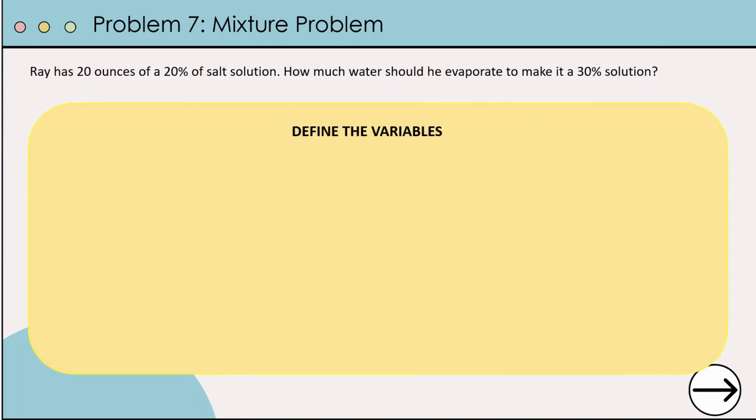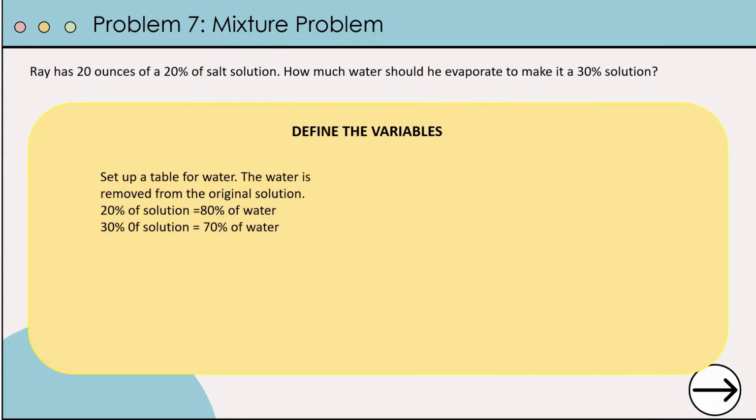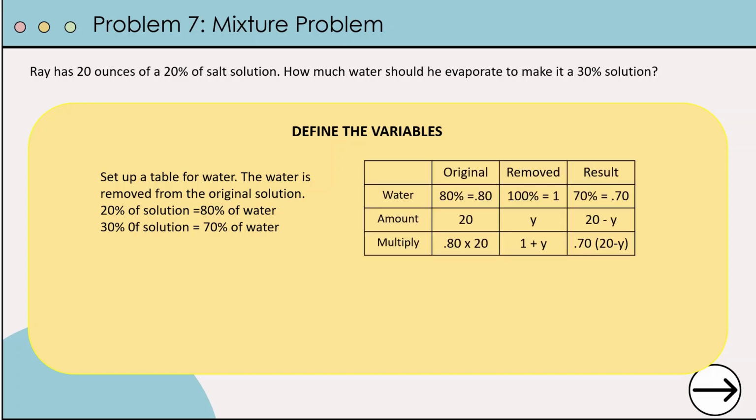Let's define our variables. In defining our variables, we have to set up a table for water. The water is removed from the original solution. A 20% solution means 80% water, and a 30% solution is equal to 70% water. Let's have our table which clearly specifies the values for the original, removed, and result. The water in the original is 80%, which is also equal to 0.80. The amount is 20, and we multiply it, so we have 0.80 times 20.